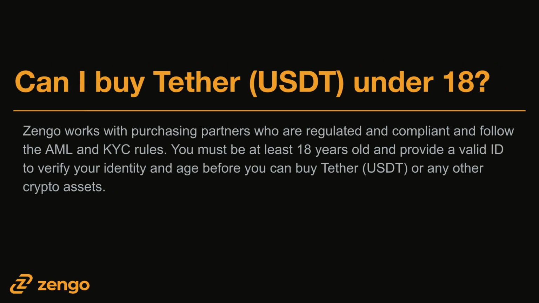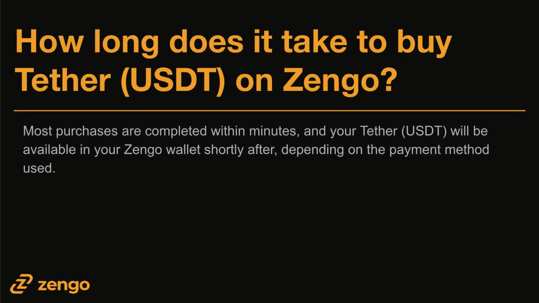Can I buy Tether under 18? Zengo works with regulated, compliant partners who follow AML and KYC rules. You must be 18 or older and provide a valid ID to buy USDT or any other crypto asset. How long does it take to buy Tether on Zengo? Most purchases are completed within minutes, and your USDT will be available in your Zengo wallet shortly after, depending on the payment method used.